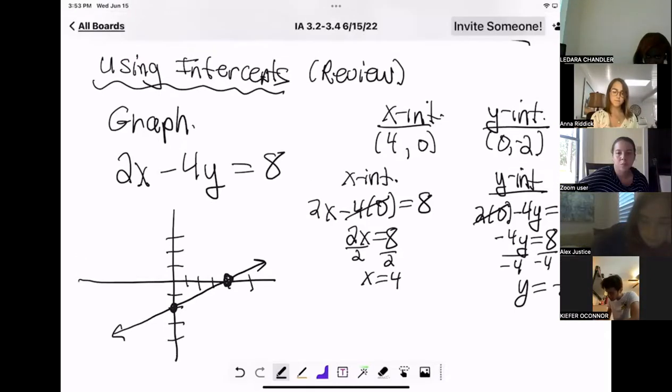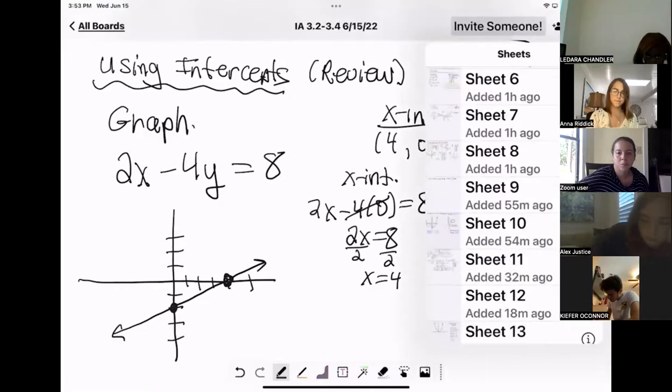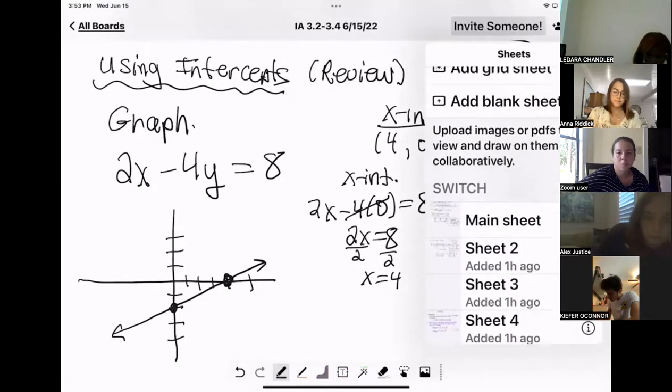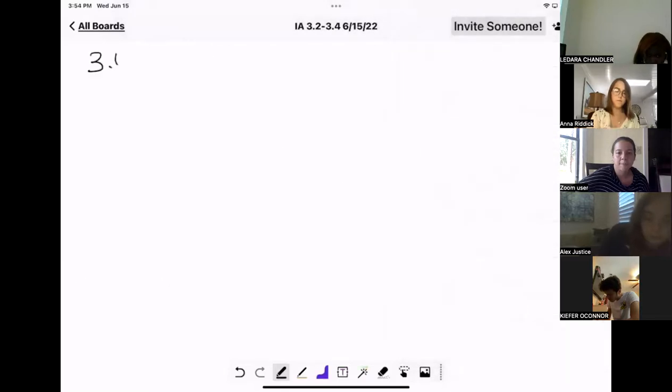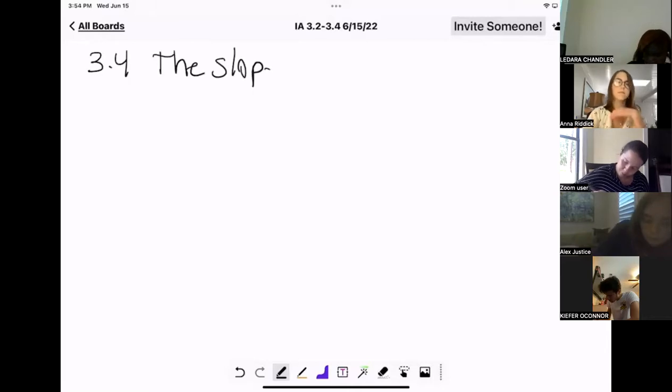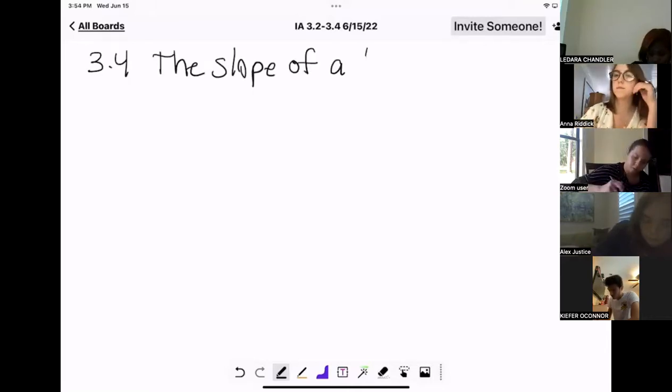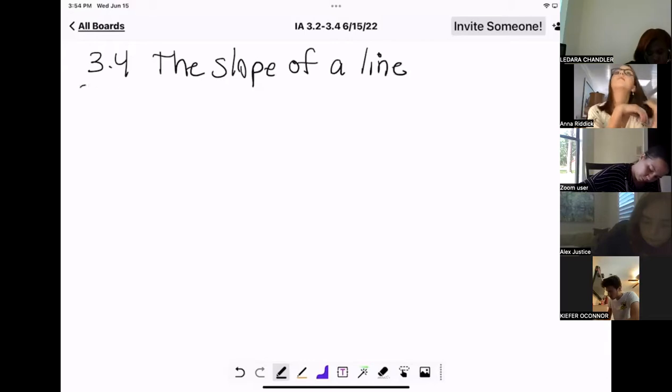Okay, that's gone. I'm going to add a page. Now we're on 3-4. That's all I had to do for 3-3. It's just a review, basically. All right, 3-4. The slope of a line. So this section is all about slopes of lines.